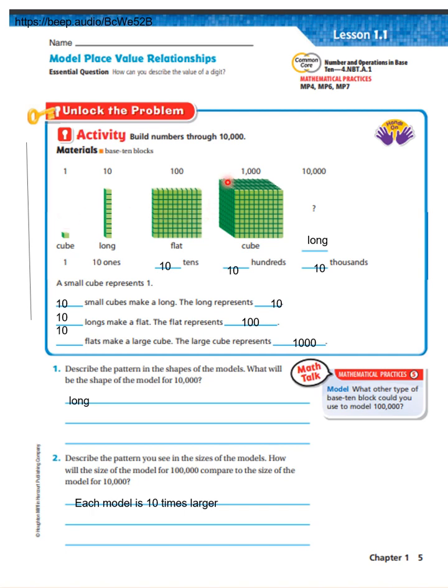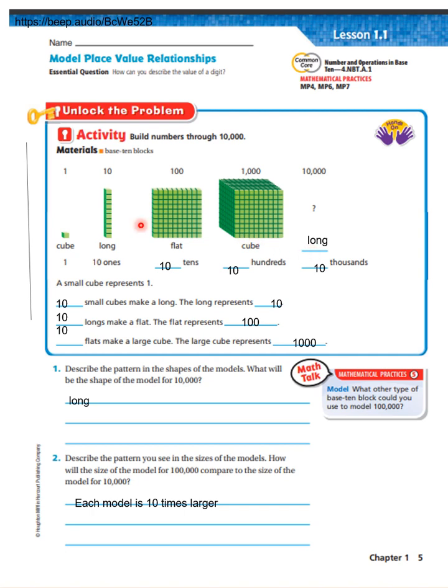The next is 1,000, and it's represented using a cube. It is 10 hundreds to equal 1,000. So it's going to take 10 of these flats to equal this cube, 1,000. All right. And then next is 10,000. And it's asking you, what would represent 10,000? And I have there a long, and I'm going to show you why.